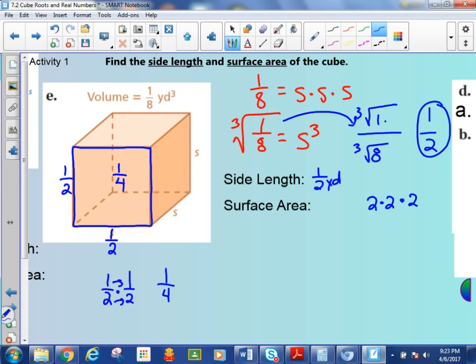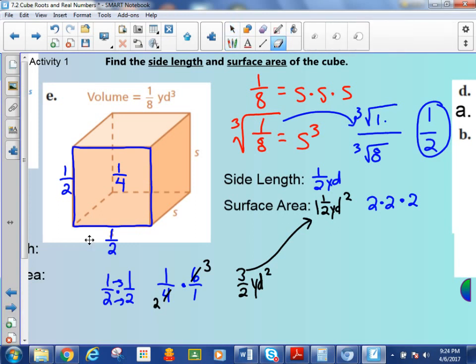Now, how many of those sides do I have? Well, it's a cube, like a die. I have 6 of them. So now I'm going to take 1/4 times 6, which I'm going to write out as 6 over 1. I can multiply straight across and get 6 over 4 and reduce, or I could reduce by cross canceling, which is what I'm going to do. I can see that 2 would go into both of these numbers, into 4 twice and into 6 3 times. So now I get 3 over 2. So our surface area is 3 over 2 yards squared, or 1 1/2 yards squared.